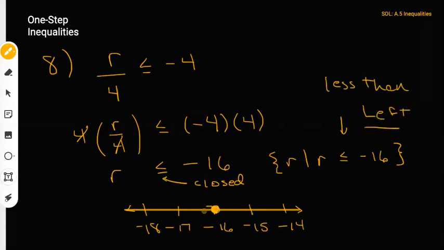So I'm going to shade to the left, picking up all the numbers that are less than or equal to negative 16, like negative 17 or negative 18. That's the way I need to shade.